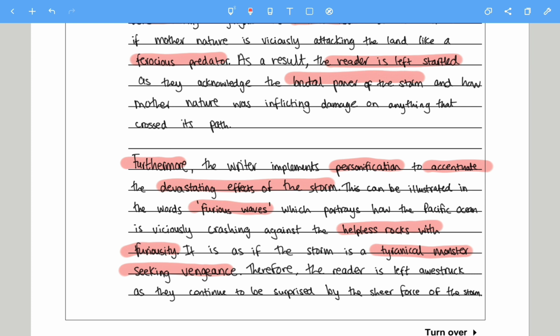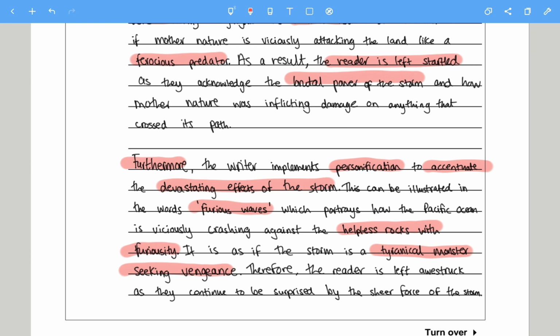Now, the mark scheme states for students to show detailed and perceptive analysis. So, as you can see, this is an example of perceptive analysis because you're reading between the lines and you're thinking outside the box, because within the text they don't mention anything about a tyrannical monster, but here you're using your inference and you're looking at the quotation from a different angle.